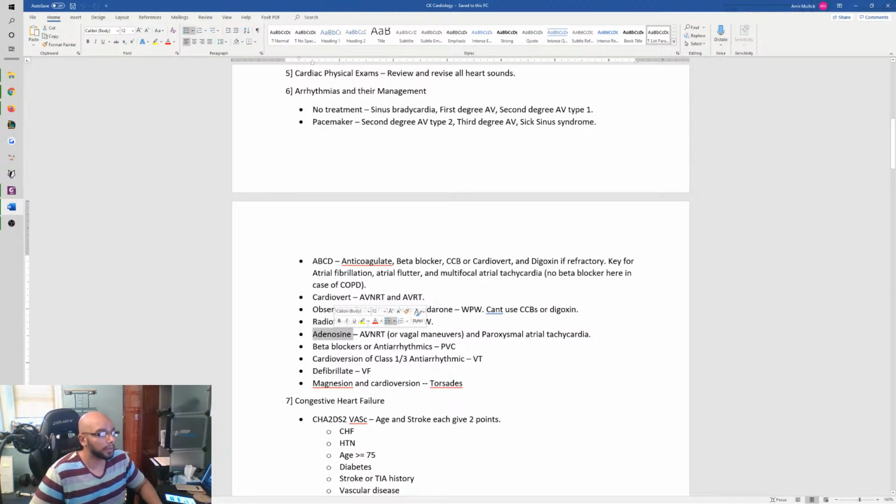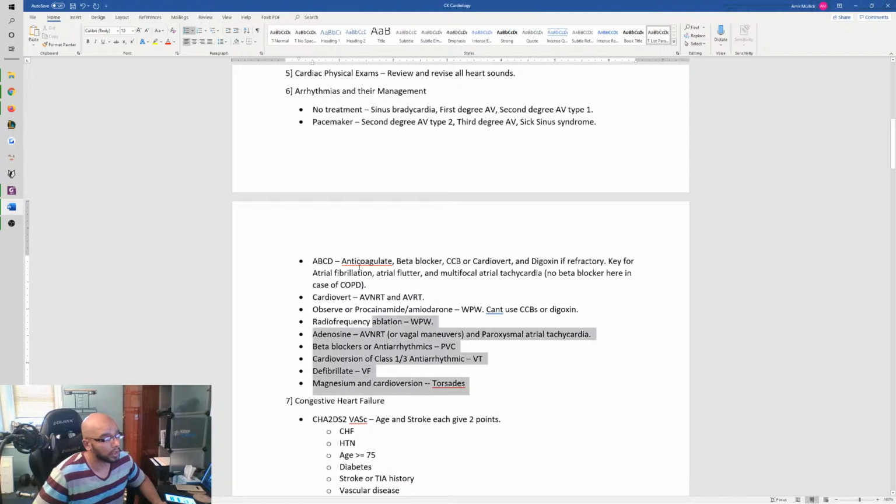Adenosine can be used for AV-NRT, and it can be used for paroxysmal atrial tachycardia. Beta blockers and antiarrhythmics are for PVC. Cardioversion or class 1/3 antiarrhythmics. What I'm writing here is you can use cardioversion, or you can use class 1 or class 3 antiarrhythmics for ventricular tachycardia, but not class 2 or 4. And then defibrillation. So that was the unsynchronized cardioversion for ventricular fibrillation. And of course, anyone with torsades, you give them magnesium, and do cardioversion as necessary.